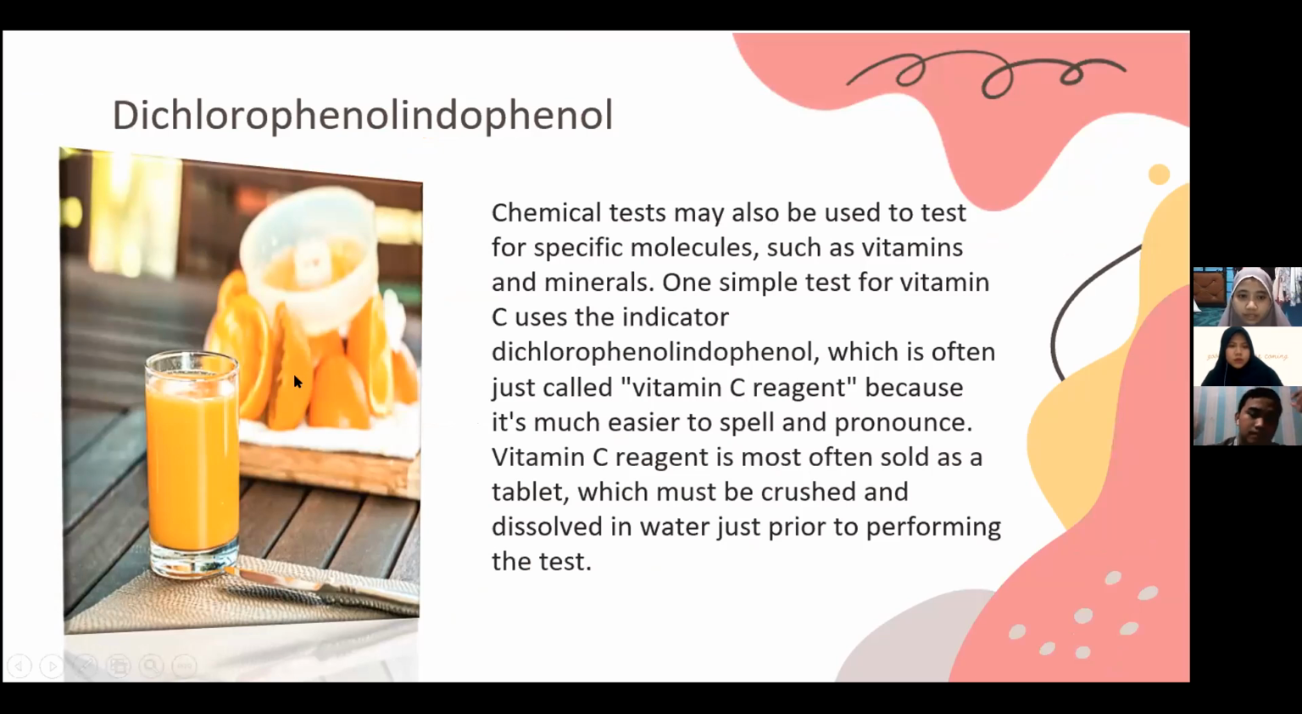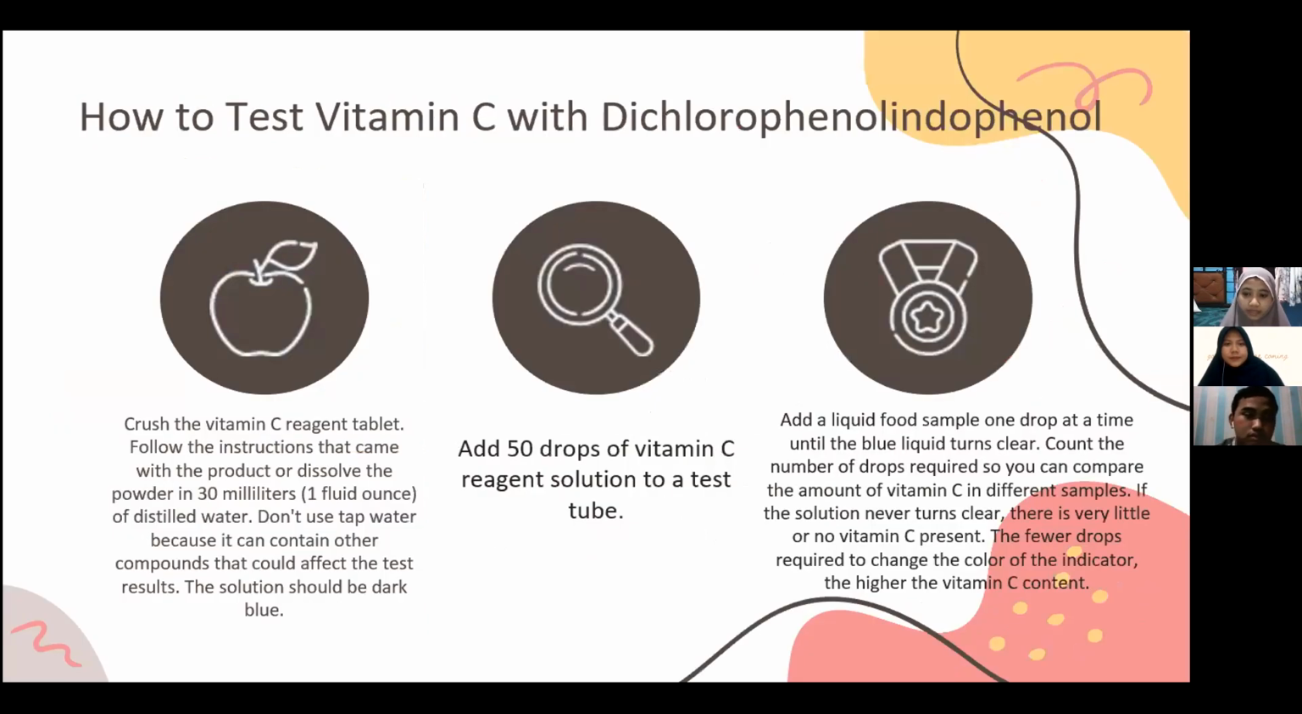Vitamin C reagent is most often sold as a tablet, which must be crushed and dissolved in water just before performing the test. This test requires a liquid sample, like juice. If you're testing a fruit or a solid food, squeeze it to make juice or liquefy the food in a blender. How to test for vitamin C?